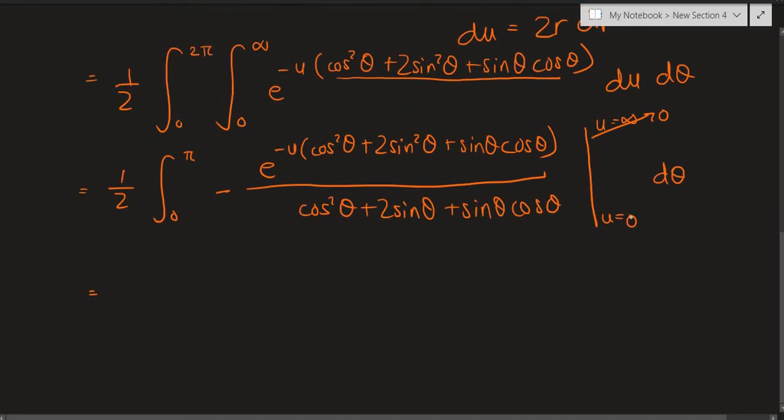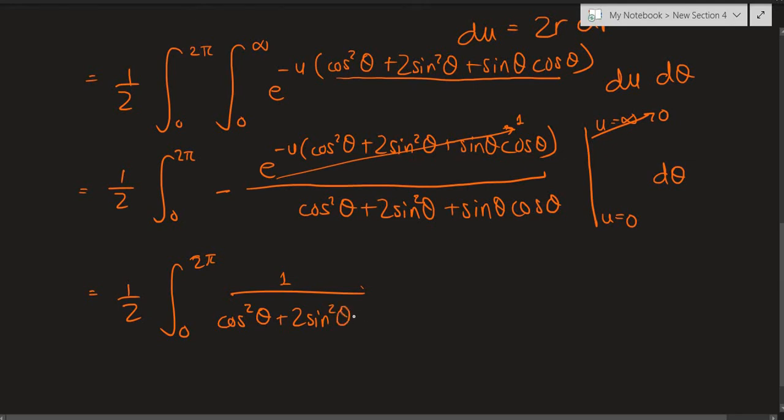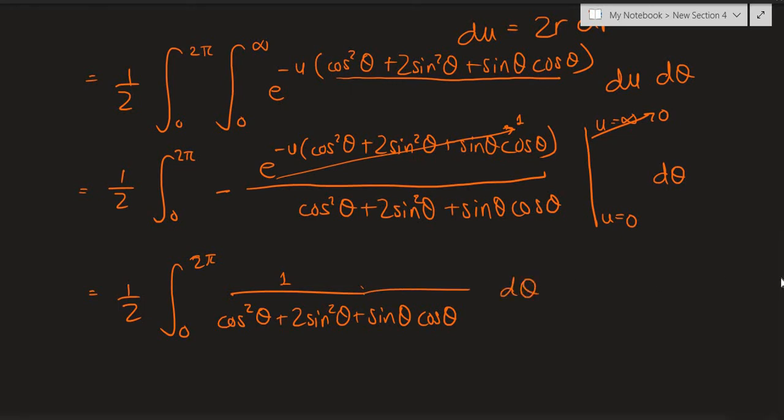So that negative and this negative for the lower bound will cancel off, and we just have half the integral from 0 to 2 pi, my bad, this is 2 pi, and at u equals 0 the above term is just 1, so we have just 1 over cosine squared theta plus 2 sine squared theta plus sine theta cosine theta, and a d theta, don't forget the d theta.